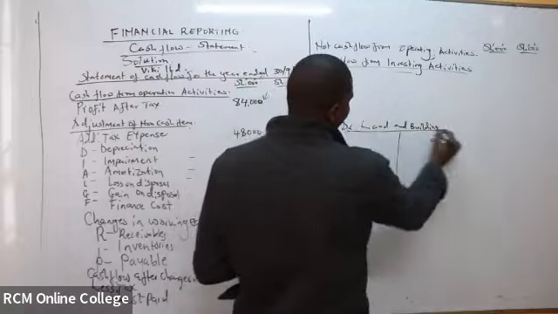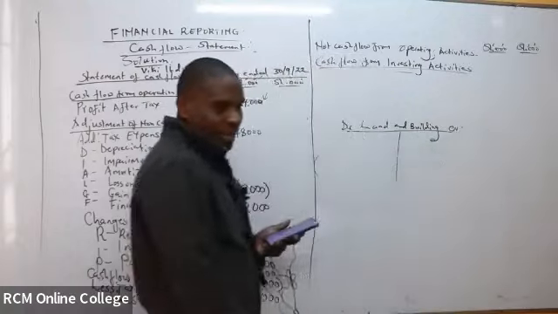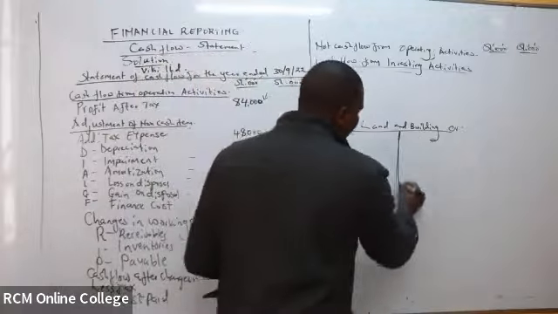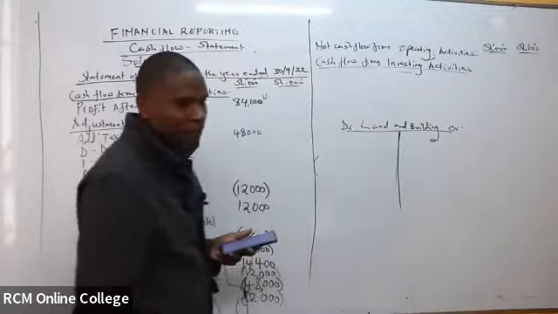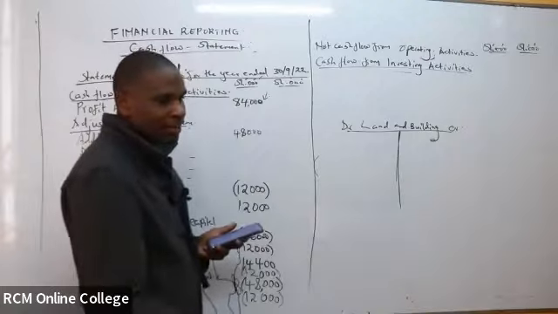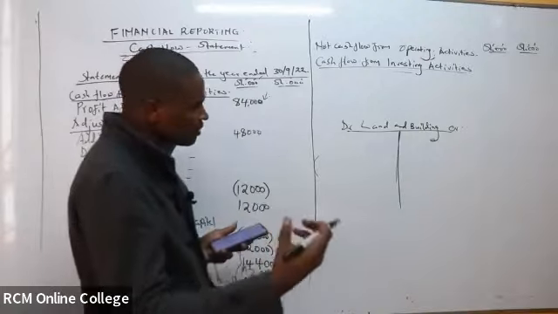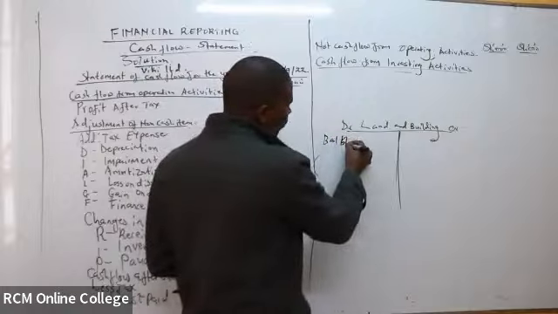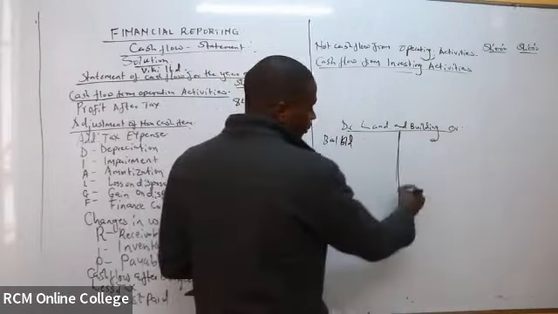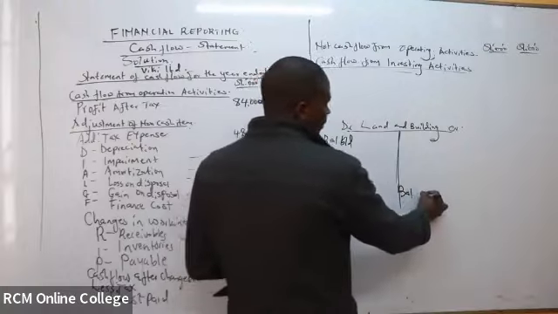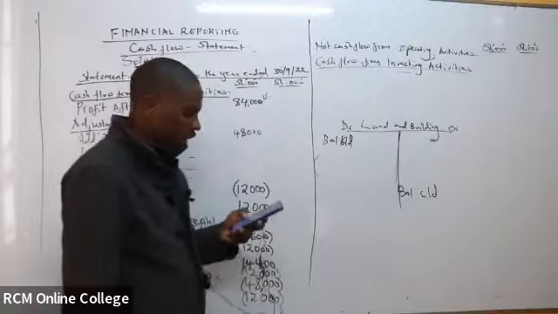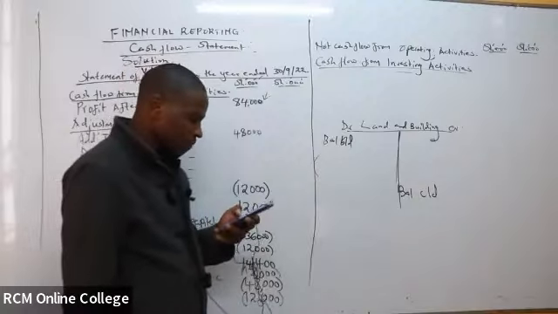So debit, credit. Do assets have a debit or credit balance? They have a debit balance. When we say that they have a debit balance, we mean that the balance brought down is on the debit side, and the balance carried down would be on this side. So can you give me the balance brought down for the land and building?